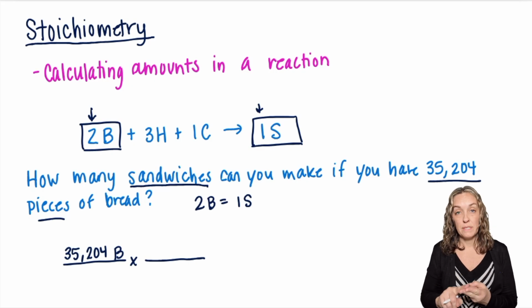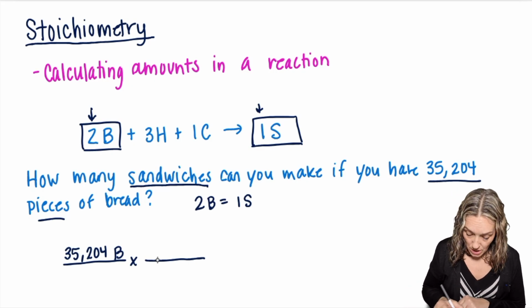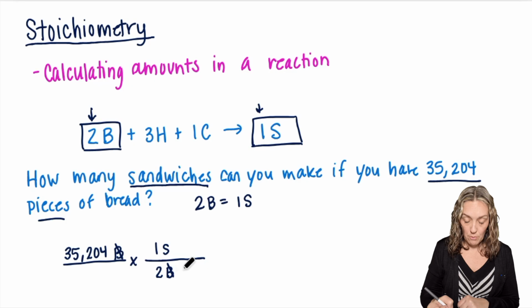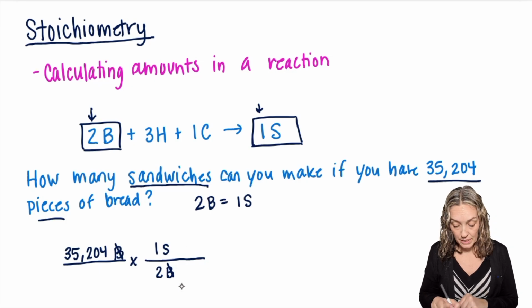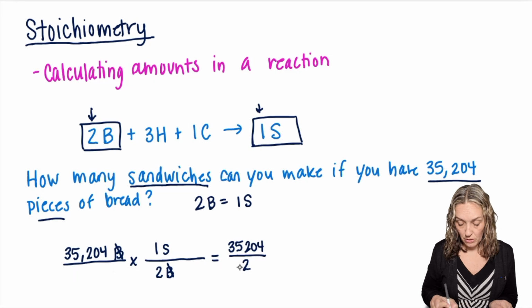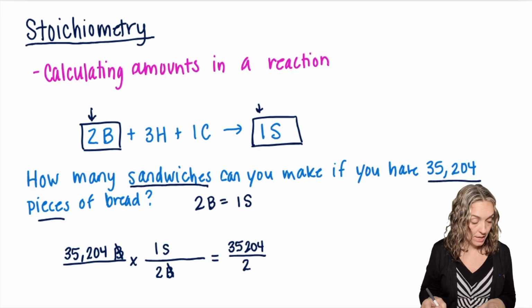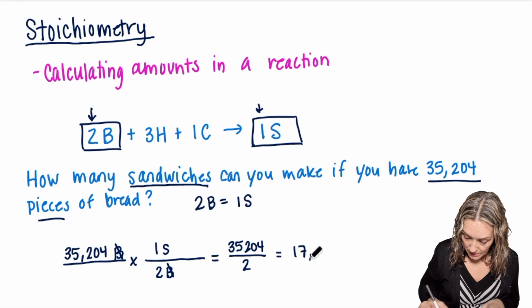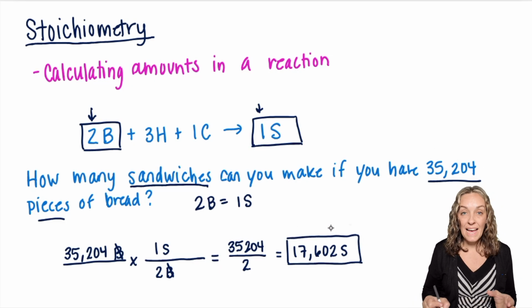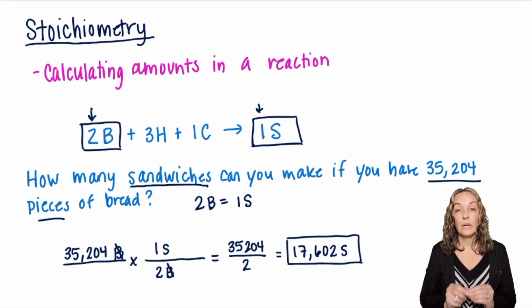In this recipe, 2 pieces of bread will equate to 1 sandwich. So I'm going to put the 2 pieces of bread on the bottom, the 1 sandwich on the top. That will allow my unit of bread to cancel out, and all I'm left with is sandwiches, which is what the problem asked for. So I know I'm done. In order to solve this, I'm going to multiply across the top of the fraction, multiply across the bottom of the fraction, and divide the top by the bottom. That is going to give me 17,602 sandwiches. So if I start with this amount of bread, I know exactly how many sandwiches I'll be able to make. We are going to take this exact same theory and apply it to a chemical reaction.